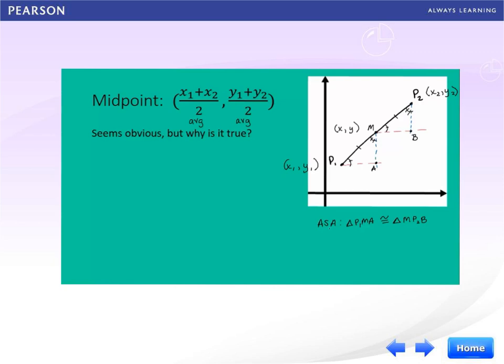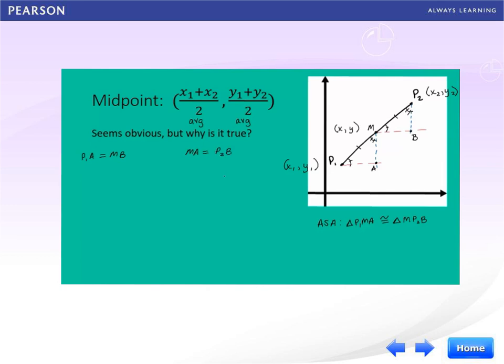So the first thing I'm going to do is look at those two red lines. Not only are they parallel, but now because they're parts of two congruent triangles, we know that they are congruent as well. The distance from P1 to A is equal to the distance from M to B. We can also say that those blue line segments are congruent, so the distance from M to A is equal to the distance from P2 to B.